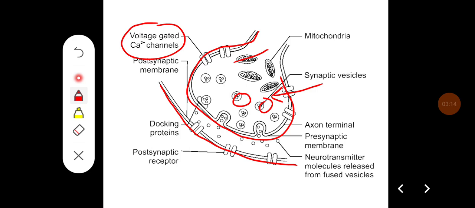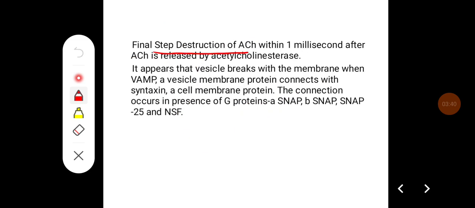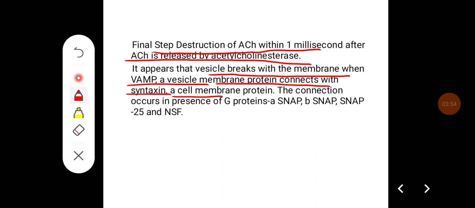Postsynaptic membrane has receptors for this acetylcholine, and when acetylcholine binds to these postsynaptic receptors, they help in the opening of the ligand gated sodium channels, which is responsible for postsynaptic potential or end plate potential. The final step is destruction of acetylcholine within 1 millisecond after acetylcholine is released, by acetylcholinesterase. It appears that vesicle fuses with the membrane when VAMP, a vesicle membrane protein, connects with the syntaxin, a cell membrane protein. The connection occurs in the presence of proteins like alpha SNAP, beta SNAP, SNAP25 and NSF.